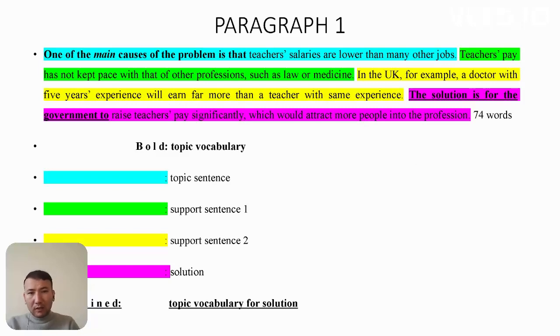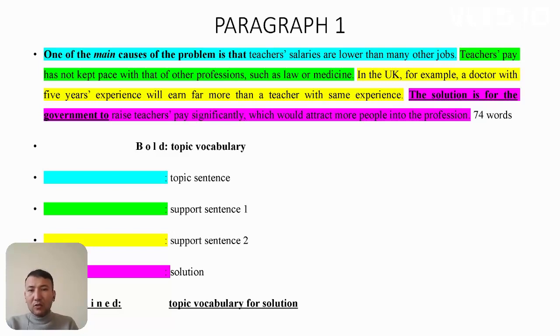Now paragraph 1. First, you have to give a topic sentence. Then you have to support it with one or two sentences. Then you have to give a solution. Here in paragraph 1, we have the first sentence: One of the main causes of the problem is that teacher salaries are lower than many other jobs.